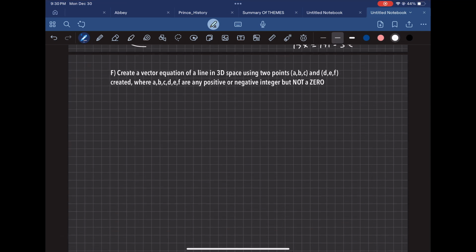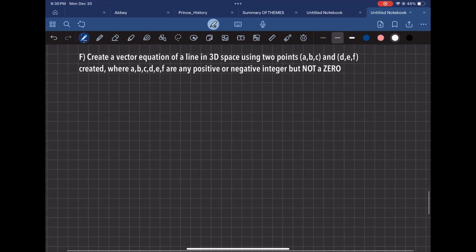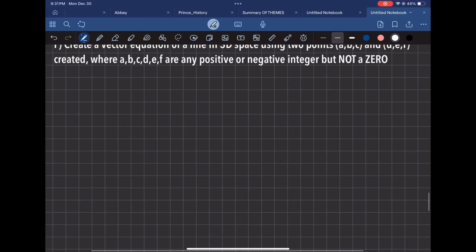Create a vector equation of a line in 3D space using 2 points A, B, C, and D, E, F created where A, B, C, D, E, F are any positive or negative integer, but not a 0. Okay, so this question is basically just asking us to create a line in 3D using 2 points of our own choosing that is positive or negative, but not 0.